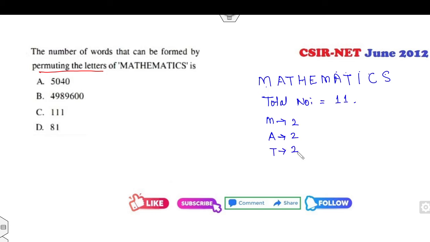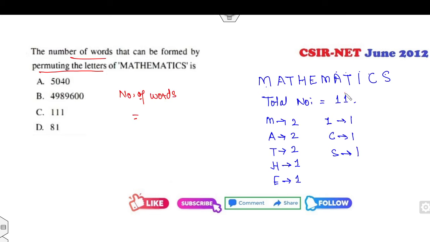Capital T occurs 2 times. H occurs 1 time. E occurs 1 time. M is already there. I occurs 1 time. C occurs 1 and S occurs 1 time. So what is the number of the words? What is the shortcut tips for you?